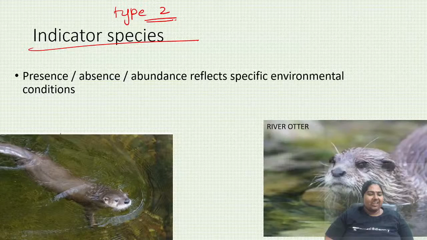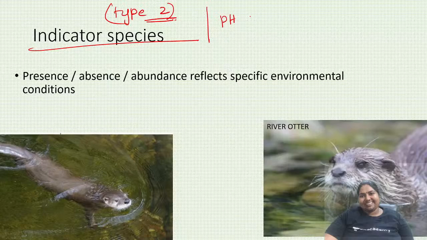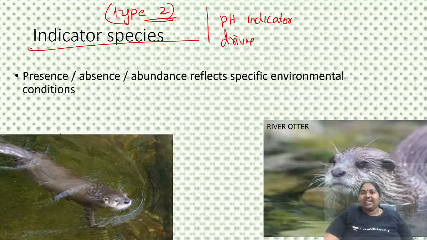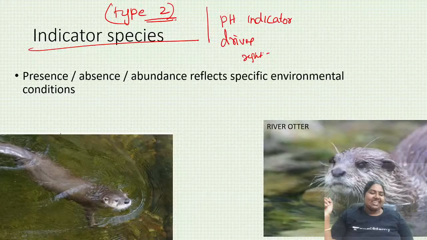Alright, so coming to this second type that we are learning today, the indicator species. What is an indicator? You have used a pH indicator. Where else do you use an indicator? While driving, you put on an indicator. If the right light is glowing, everybody will know that you are turning right. Good, Shivangi. If the left light is not put on, then you move.